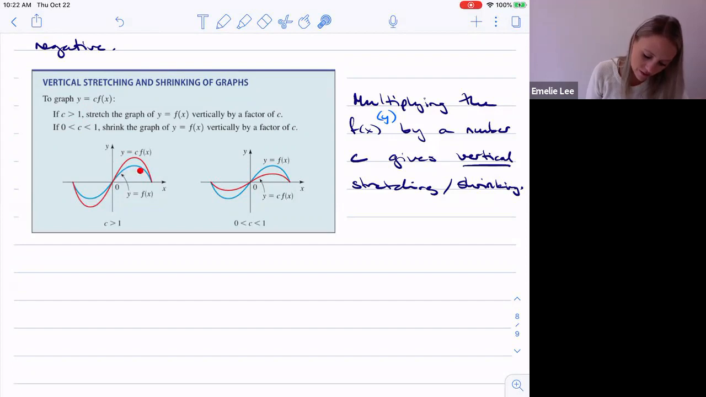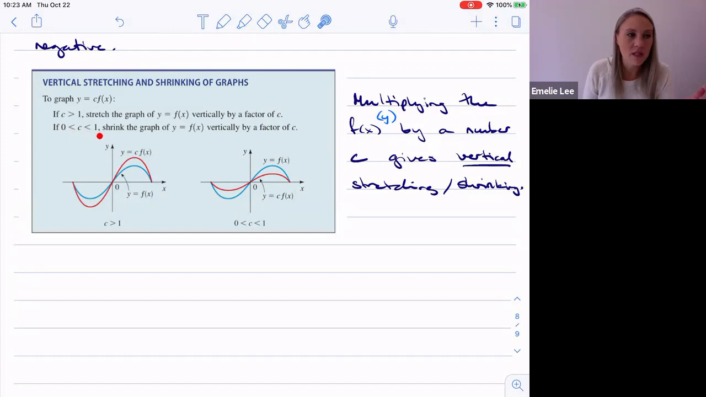So from here, you've got y equals f of x. So here's our original function. And then when we multiply it by c, it gets amplified, right? And that's how amplification works. It gets amplified by a multiple of c, right? So all these y values are going to be multiplied by c.